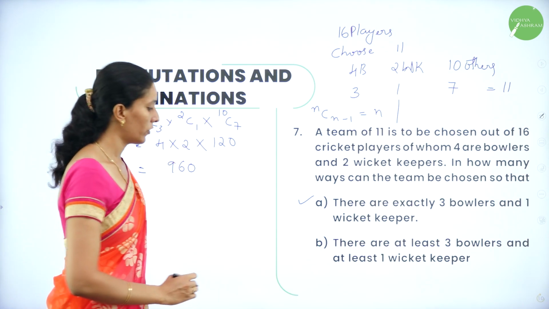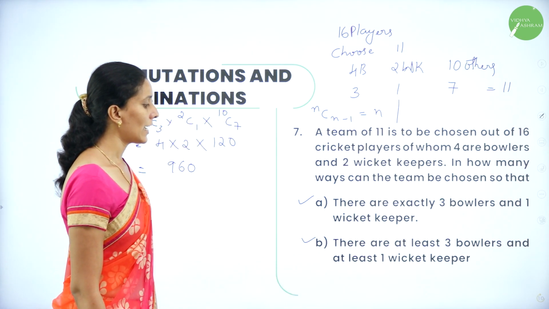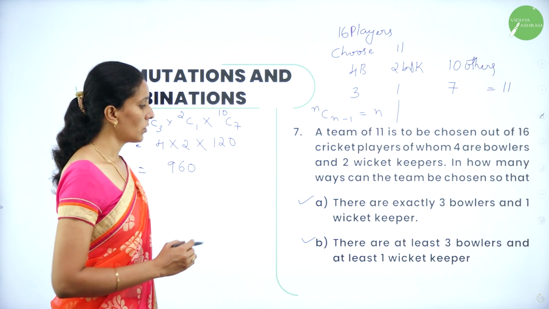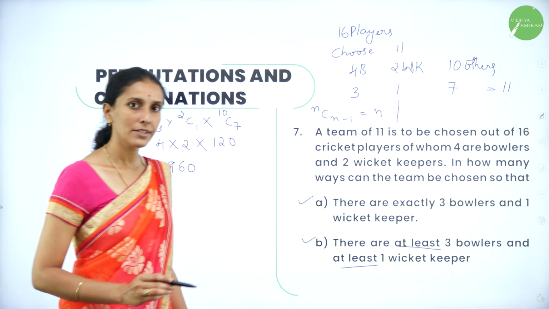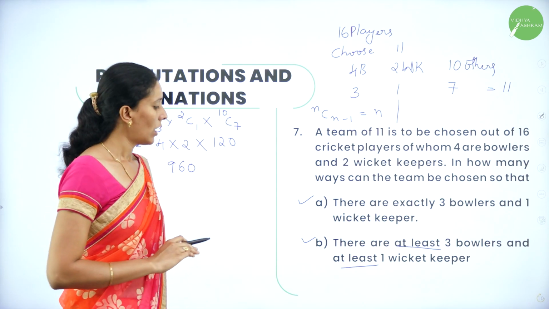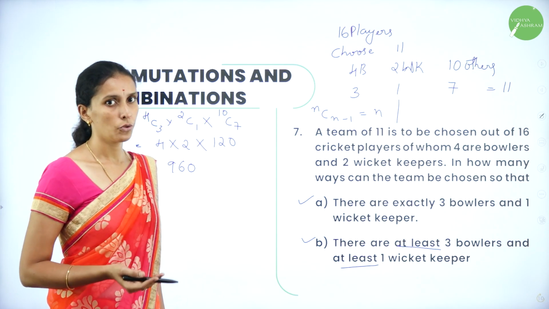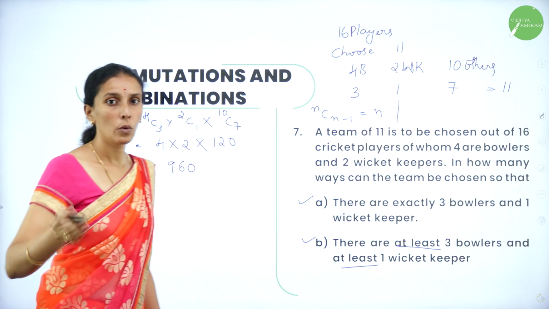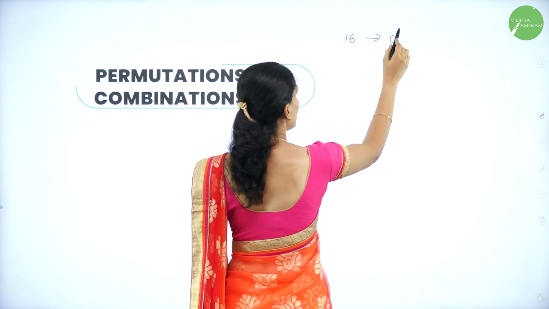Now let us move on to question B. There are at least 3 bowlers and at least 1 wicket keeper. Here the calculation is more, since we have the words at least. It means we can choose 3 or 4 bowlers, and at least 1 wicket keeper means we can choose either 1 or 2 wicket keepers, since the maximum we have is 2 wicket keepers and 4 bowlers. We cannot go beyond that. So we have 16 members, choose 11 members.